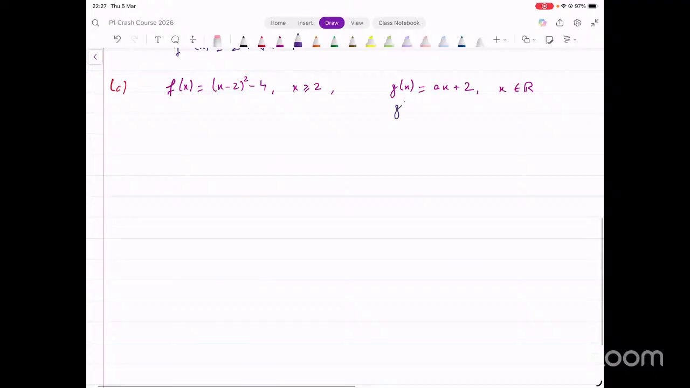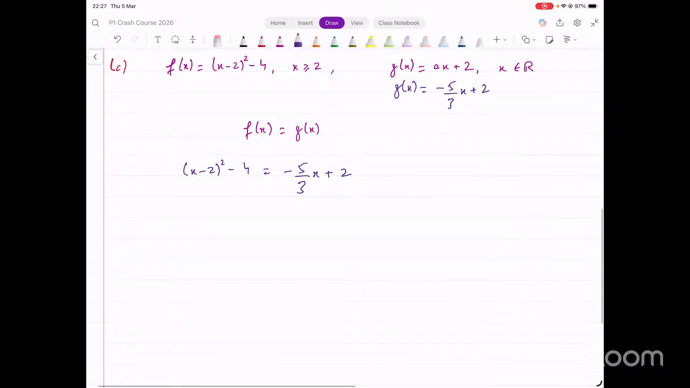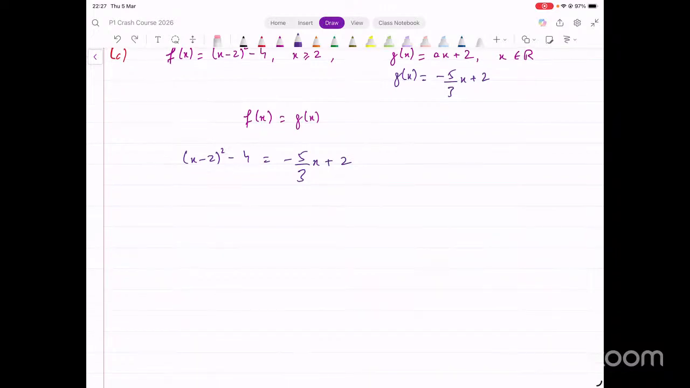So g of x becomes negative 5 over 3 x plus 2. We need to solve this equation f of x equals g of x. Now all we have to do is equate both of them, f of x and g of x. What do you get from that? (x minus 2) whole squared minus 4 equals minus 5 over 3 x plus 2. How do we solve this quadratic now? We can expand the left hand side, and that becomes x squared minus 4x plus 4 minus 4 equals minus 5 over 3 x plus 2 on the other side. Plus 4 and minus 4 get cancelled.